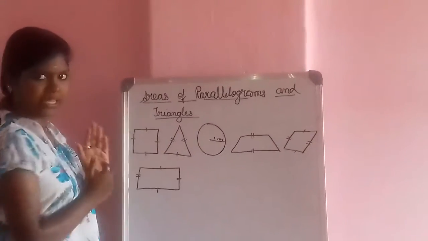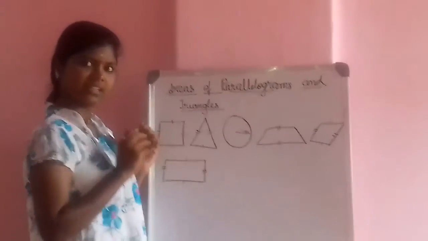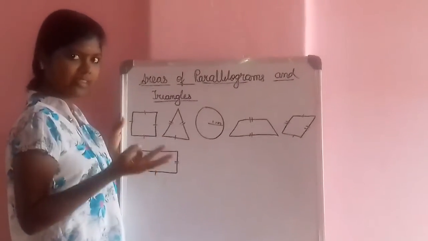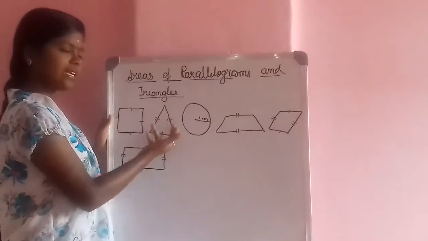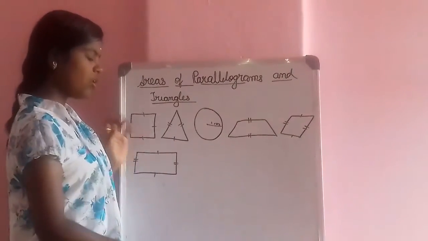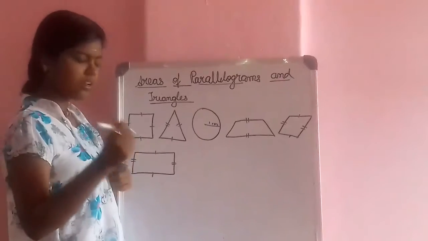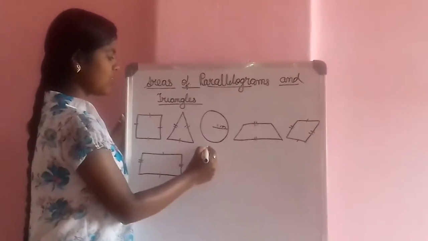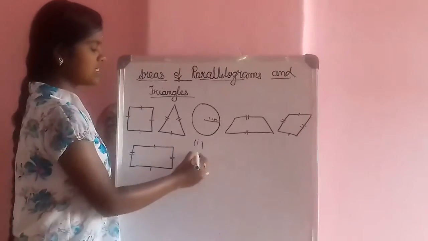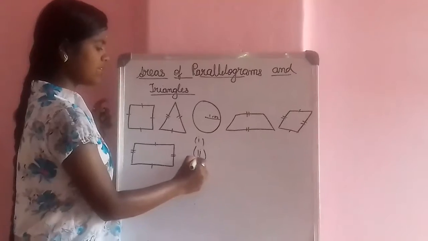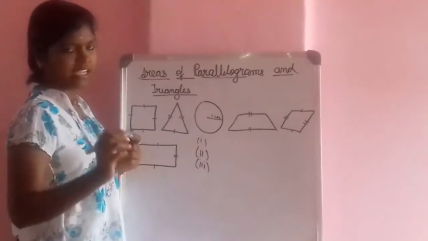So this is a square where all the sides are equal. This is a triangle. A triangle is made up of 3 sides. Either 2 sides can be equal and one side different, or all 3 sides can be equal, or all 3 sides can be different. One is called an isosceles triangle, the second is called a scalene triangle, and the third one is called an equilateral triangle.